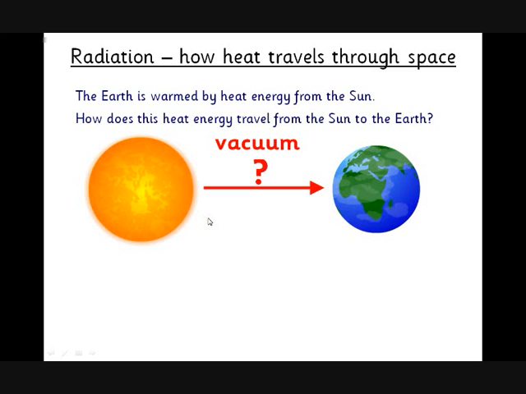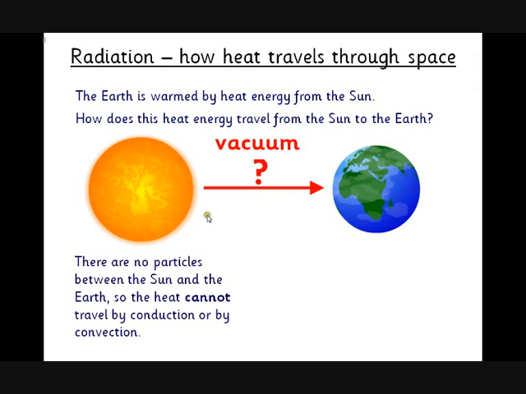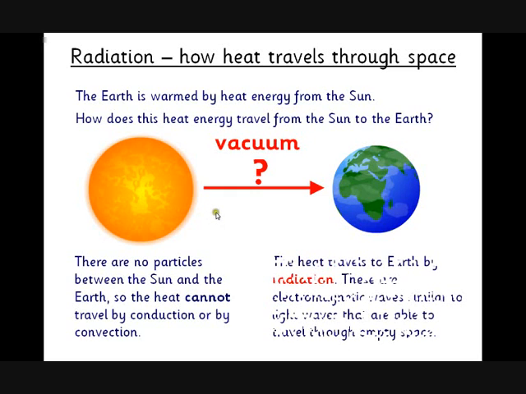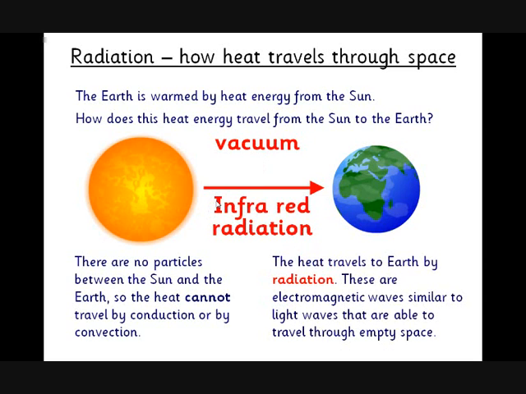What is this radiation? The first question to ask is, if the sun is warming the Earth, and if you've ever been on holiday and sunbathed, then you'll know that the sun heats up the Earth. That's quite obvious. There's no particles in space. It is a vacuum. We talked about that right from year 7. So how on earth does the heat energy get from the sun to the Earth? It can't be conduction and convection because there are no particles, so it's got to be by another method, and that method is called radiation. Heat radiation or infrared radiation.